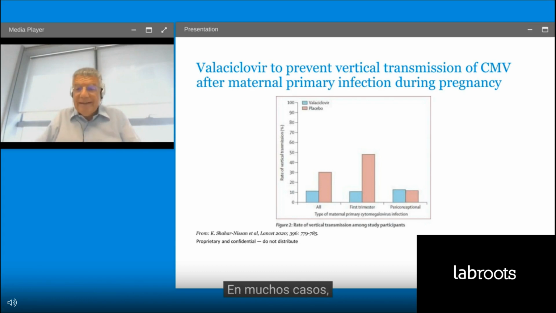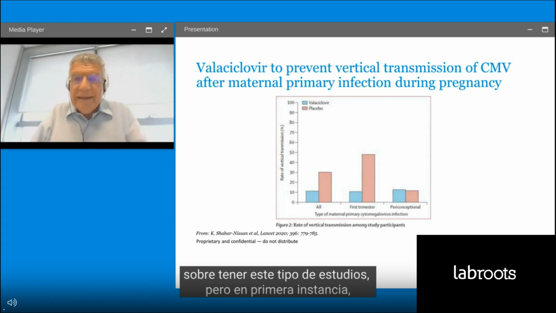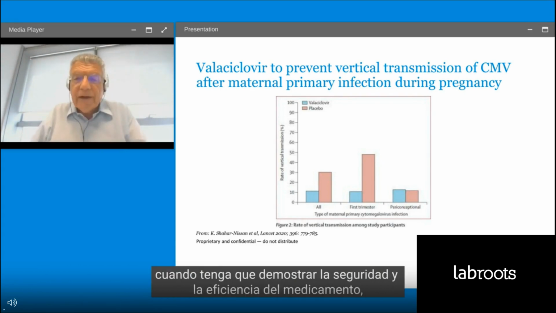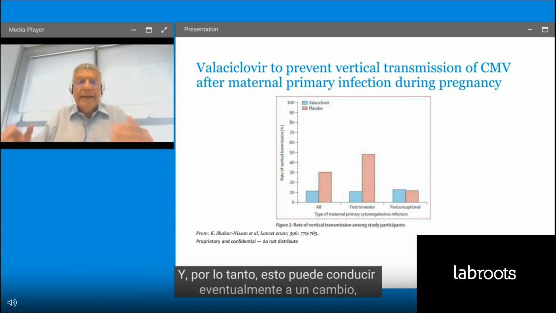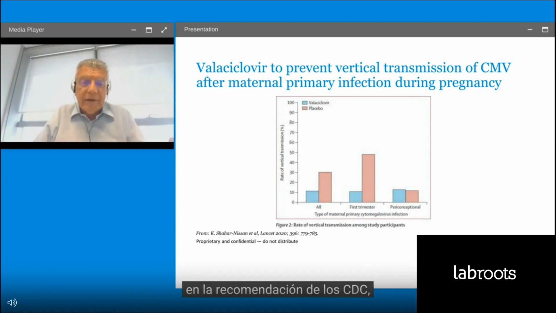You know that in many instances there are ethical concerns about having this kind of studies, but in the first instance, when you have to prove drug safety and drug efficiency, you do that. You see how huge the difference is. And so this may lead eventually to a change in the CDC recommendation, and for sure it will lead to a change in CMV testing practice.